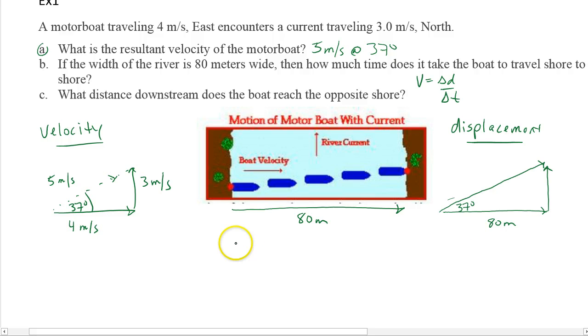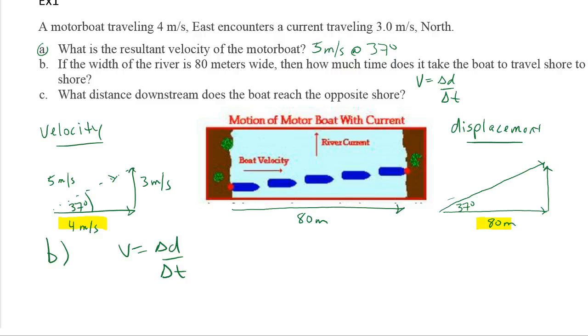Okay, so let's use our V is equal to delta D over delta T. We're doing part B, but let's use the same corresponding sides. So if they're moving at 4 meters per second, how long does it take them to go 80 meters? Well, first of all, let's rearrange this formula to solve for delta T. So I'm going to multiply both sides by delta T. V times delta T is equal to delta D, and then from the next step I'll divide both sides by V.